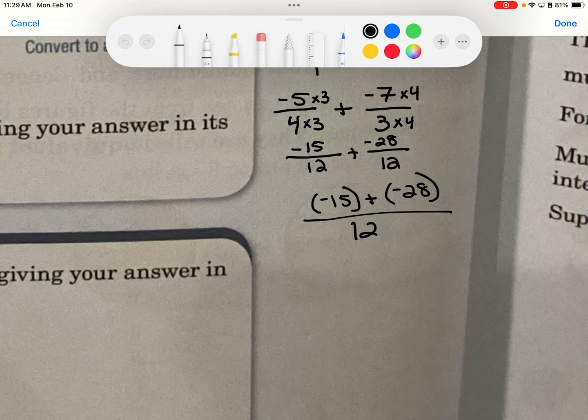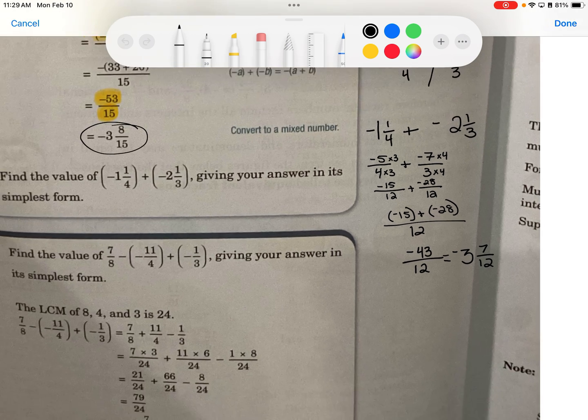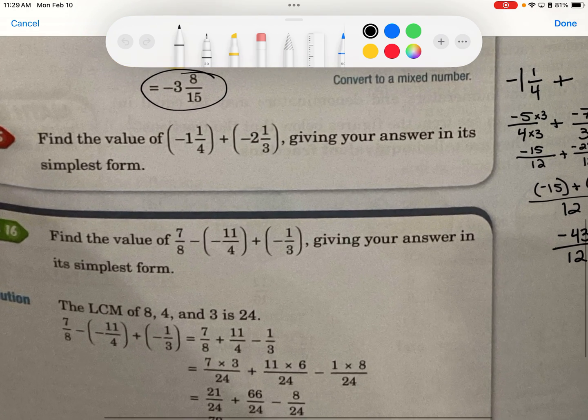28 and 15 added together are negative 43 over 12. So 3 times 12 is 36, which leaves 7, so 7/12. So we end up with negative 3 7/12. All right. If it's not tracking, Layne, it's going to be okay. Let's do the next.